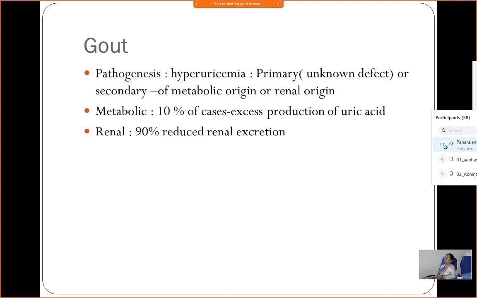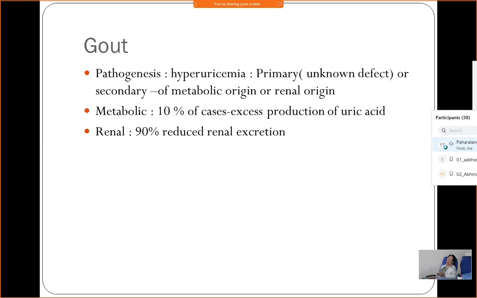So what is the pathogenesis? As I already mentioned, the main reason is hyperuricemia. Now, hyperuricemia could be primary, where you do not know where the defect is, or it could be secondary, that is of metabolic origin, or of renal origin. Okay, where uric acid is not excreted, so the amount of uric acid in the blood increases. So it could be excessive production or loss of excretion.